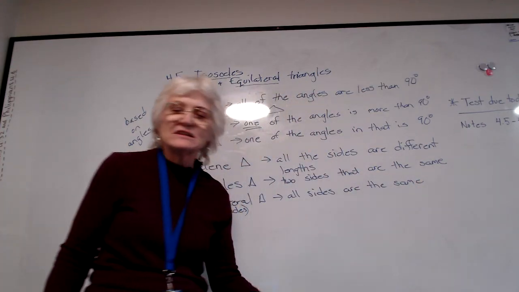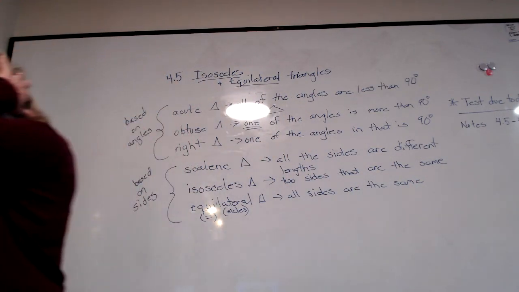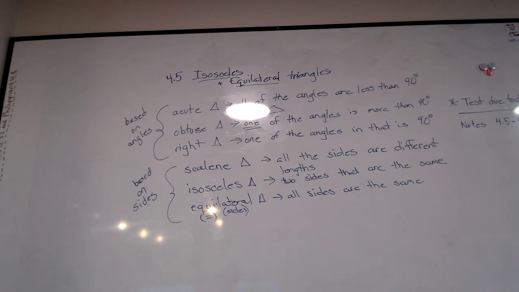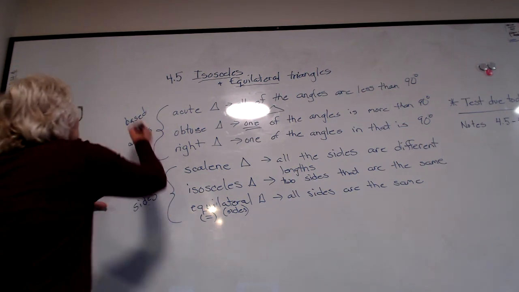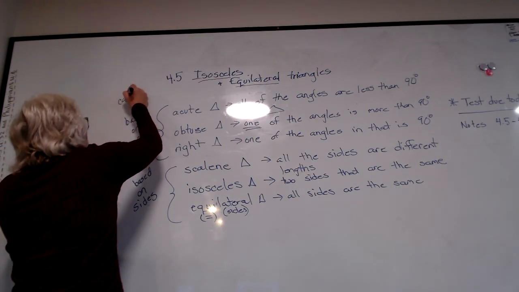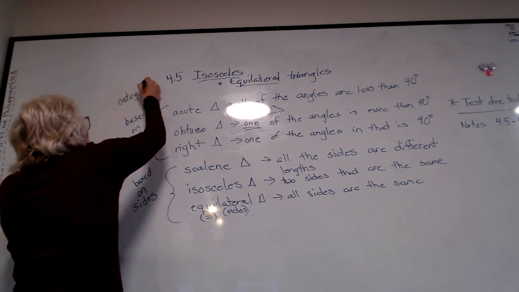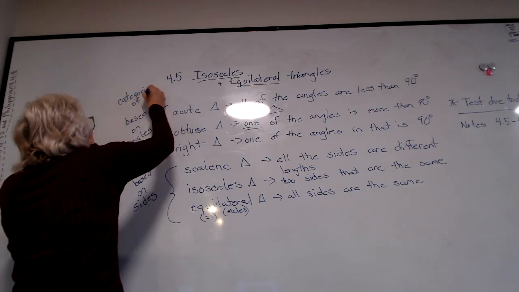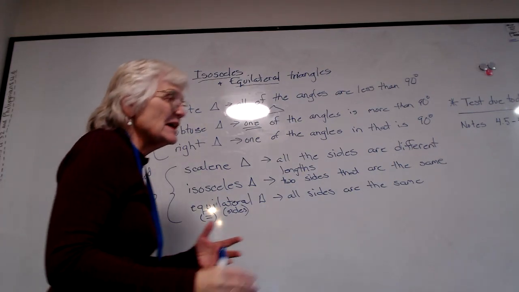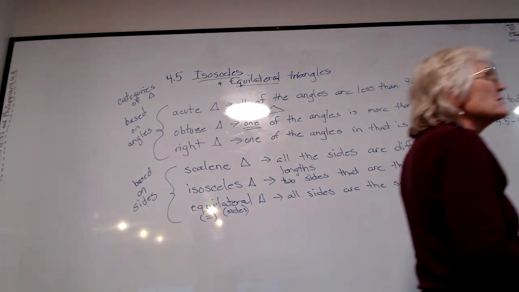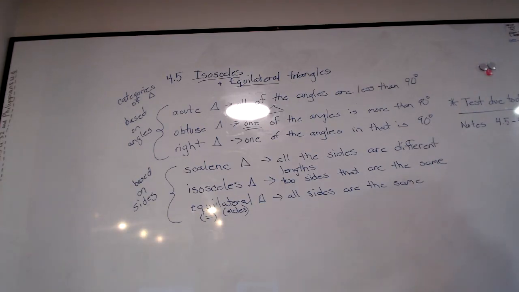Okay, so those are the different types of triangles and how we can categorize them based on either angles or on size. So these are really the categories of triangles. There are not really any others. We talk about right triangles. We use right triangles all the time because we have the Pythagorean theorem. When you go into trig, you will be dealing with right triangles. That's what trig is based on.